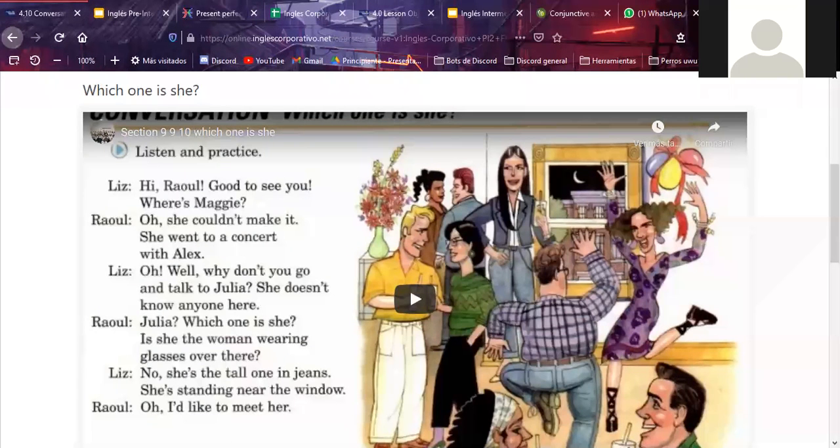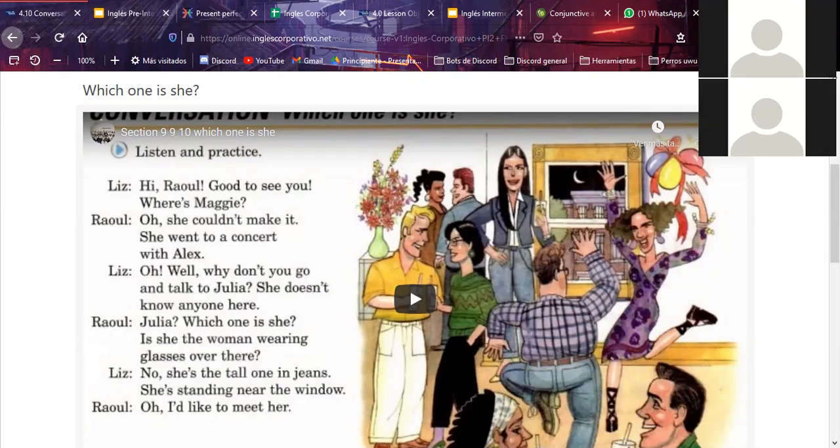Good. Jonathan, you're going to start. Hi, Raul. Good to see you. Where's Maggie? Oh, she couldn't make it. She went to a concert with Alex. Oh, well, why don't you go and talk to Julia? She doesn't know anyone here. Julia, which one is she? Oh, sorry, it's me. Is she the woman wearing glasses over there? No, she's the tall one in jeans. She is standing near the window. Oh, I'd like to meet her.